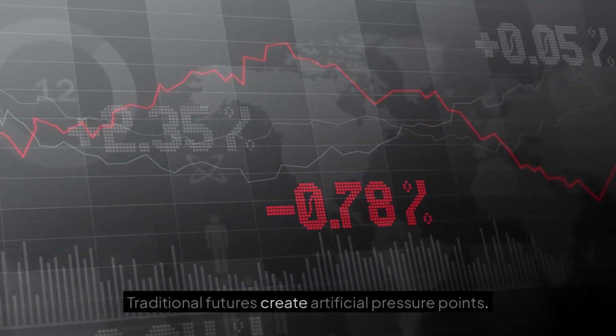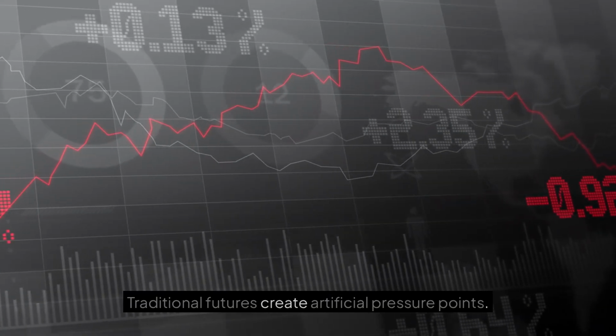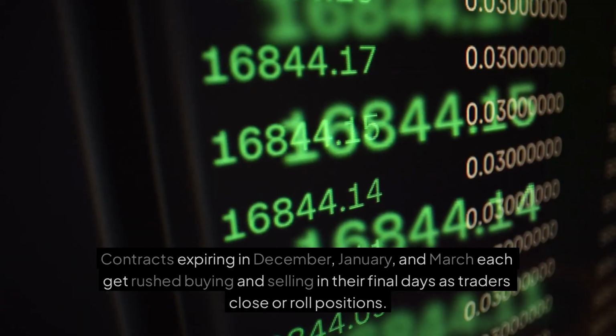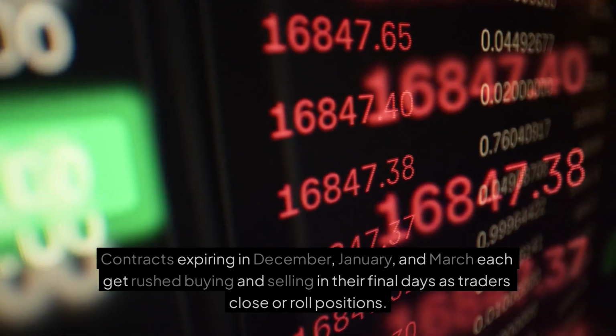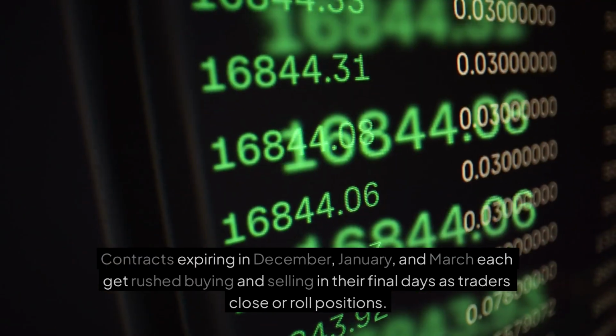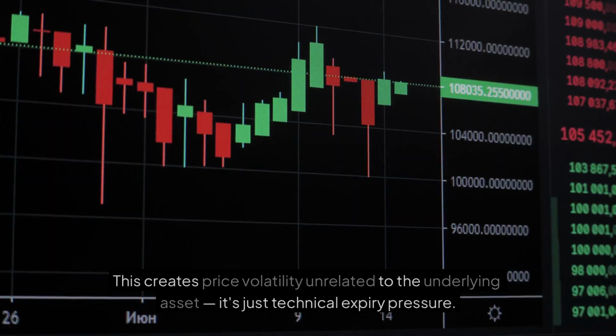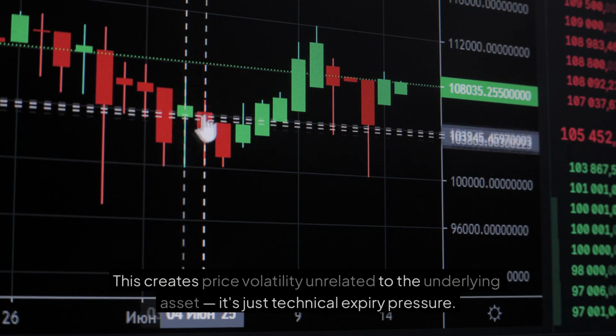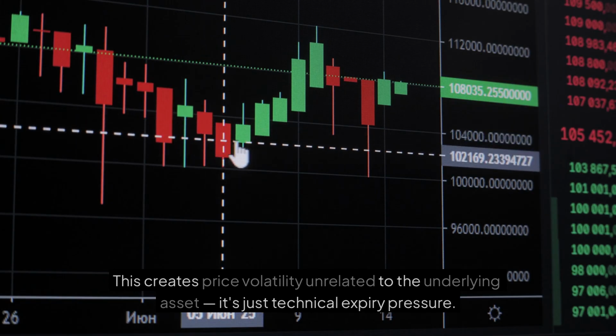Traditional futures create artificial pressure points. Contracts expiring in December, January, and March each get rushed buying and selling in their final days as traders close or roll positions. This creates price volatility unrelated to the underlying asset. It's just technical expiry pressure.